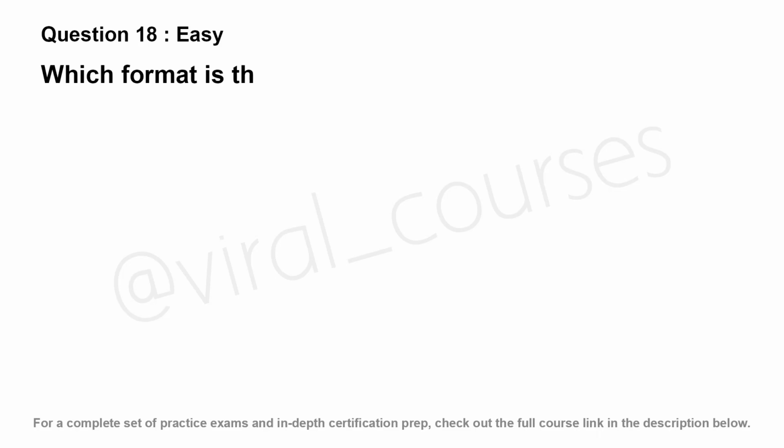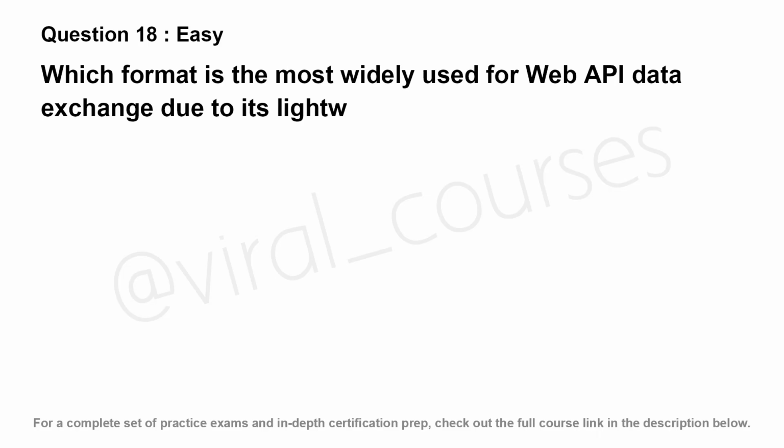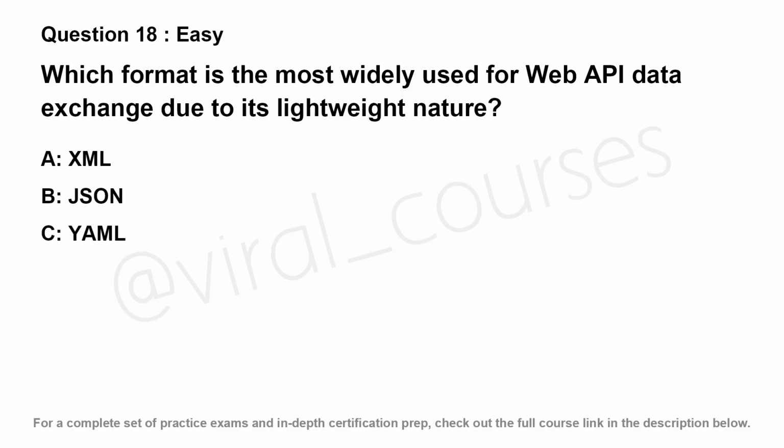Which format is the most widely used for Web API data exchange due to its lightweight nature? Option A, XML. Option B, JSON. Option C, YAML. Option D, BSON.